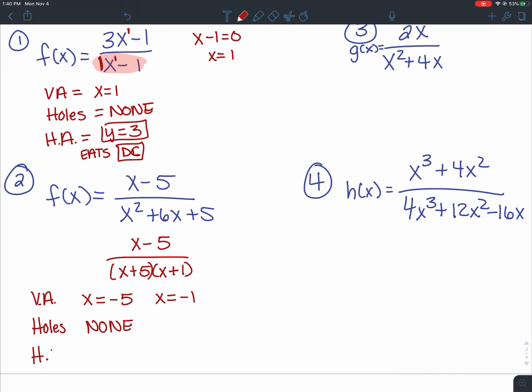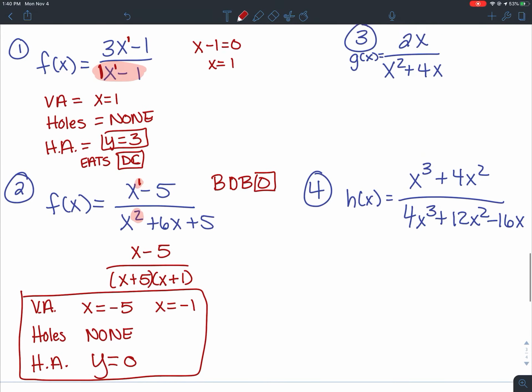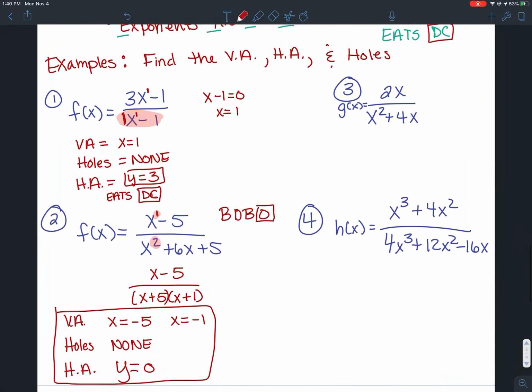And my horizontal, all right, so let's look at this. This top is degree of 1, and this bottom is 2. So that means I'm bigger on bottom. Bobo. Bigger on bottom equals 0. So it is y equals 0. Ooh, yeah.